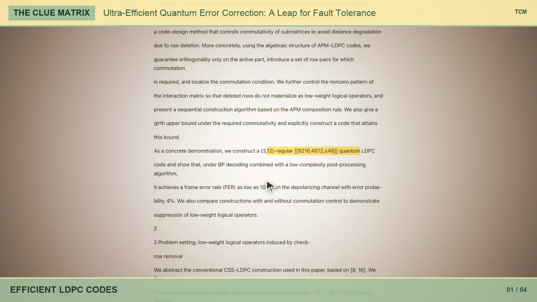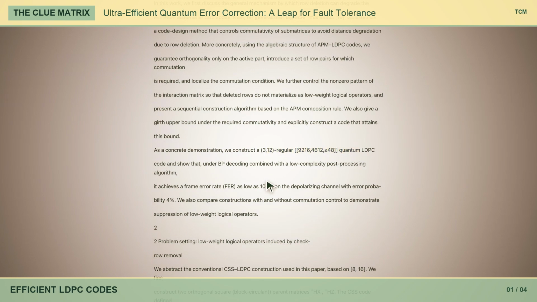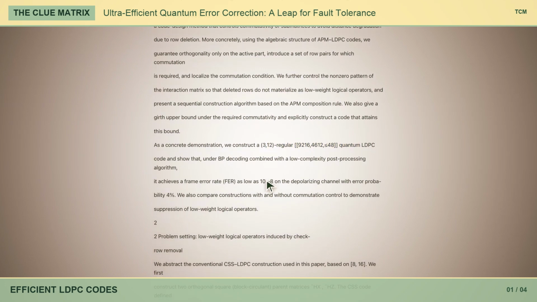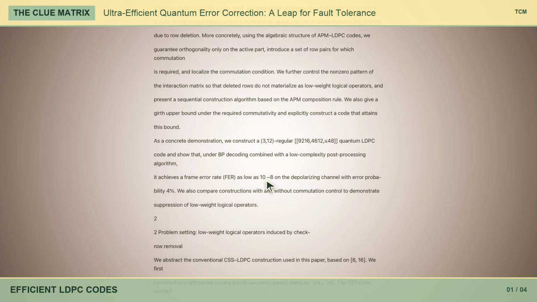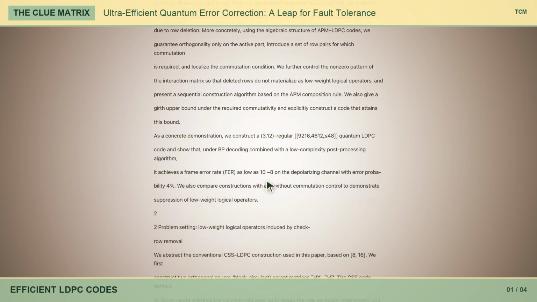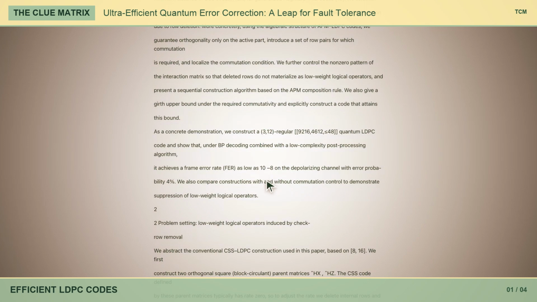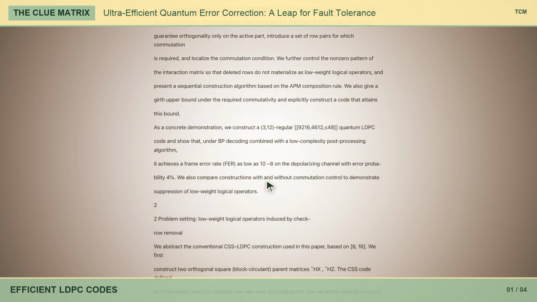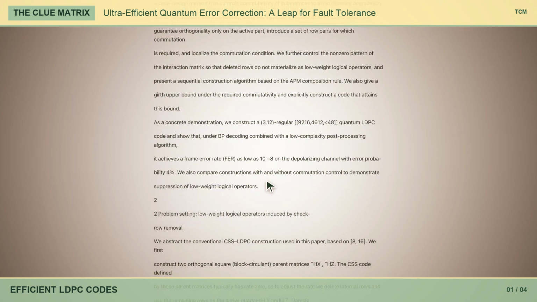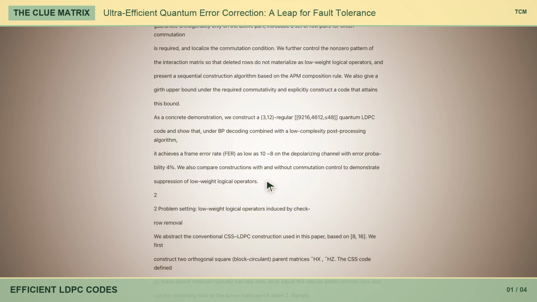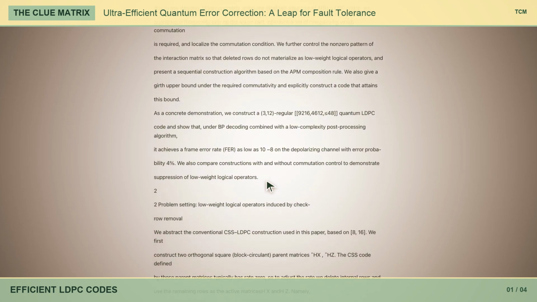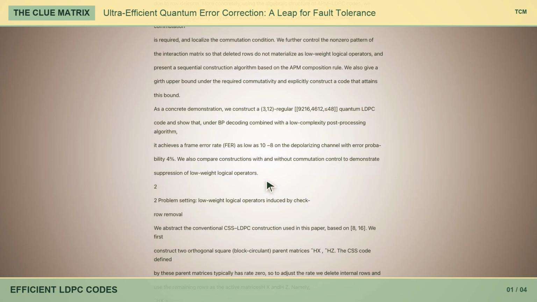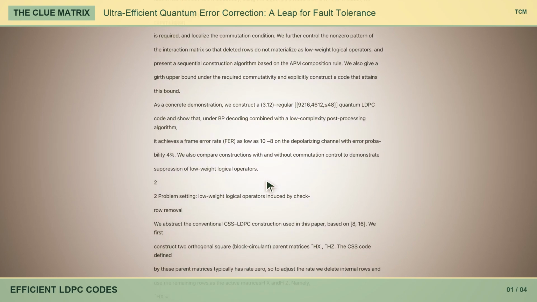That's a lot of numbers. For our builders out there, what does girth 8 mean for the actual performance of the code in a quantum computer? Girth 8 indicates a highly connected but sparse graph structure, which translates directly to improved decoding. The paper shows it achieves a frame error rate as low as 10 to the minus 8 on the depolarizing channel with error probability 4%, which is an excellent result in terms of error suppression.